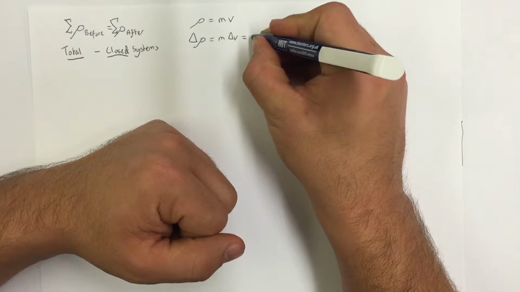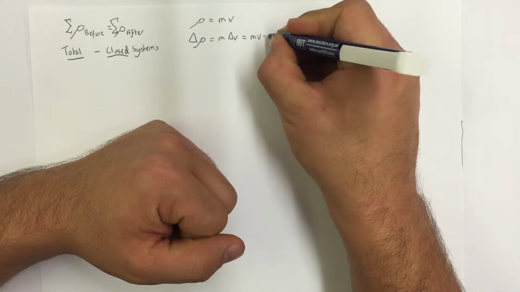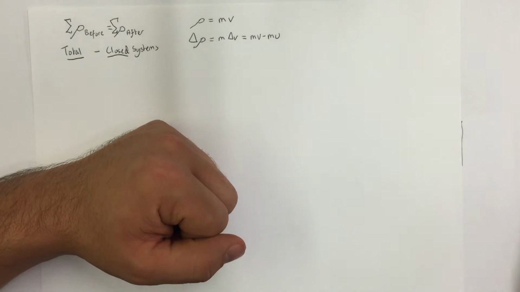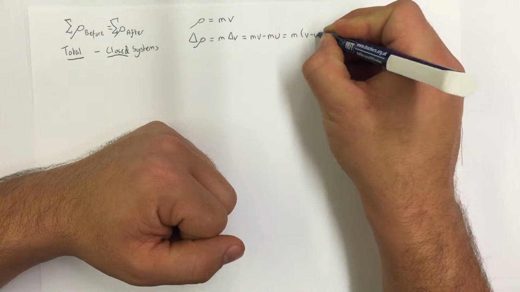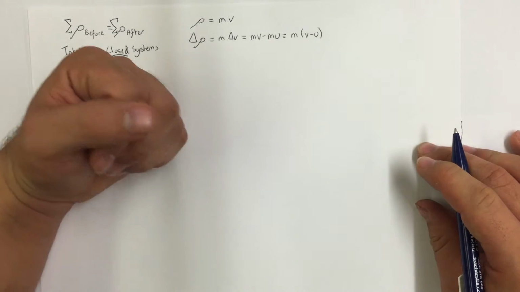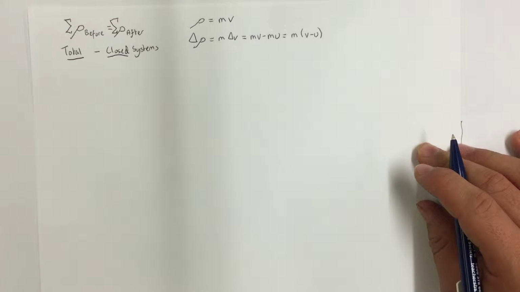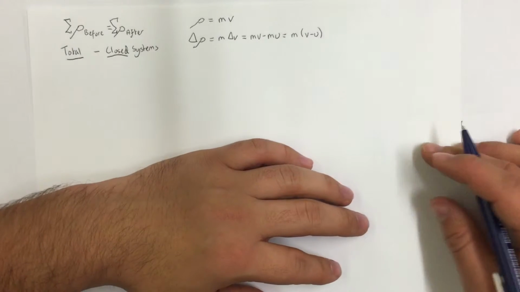And I can expand that to say that mv minus mu is equal to a change in momentum, or I can write it another way, which is m(v minus u). Now, all three versions of those equations are useful for working out calculations, so it's important that you understand them.